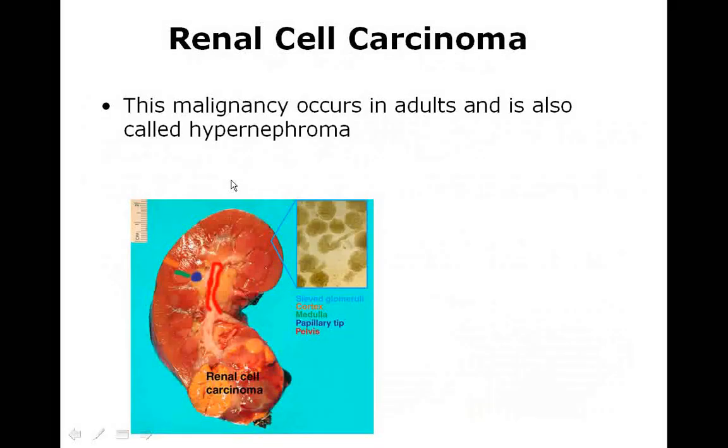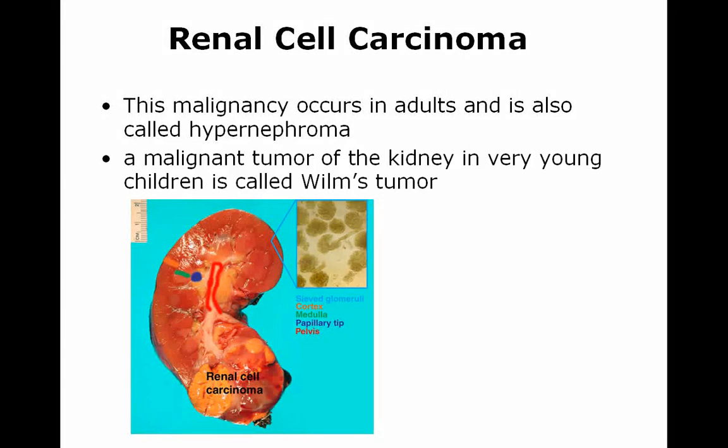And then renal cell carcinoma. I've got a picture of a kidney here that is affected by renal cell carcinoma. The person has one or more malignant tumors that develop in one or both of the kidneys. It's also referred to as hypernephroma, and it is a cancer, it is a malignancy. Now, if a cancer or a malignant tumor develops in the kidney of a very young child, that cancer is referred to as a Wilms tumor. The Wilms tumor occurs in the very young patient.